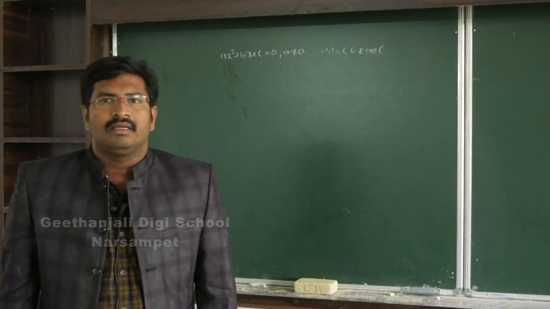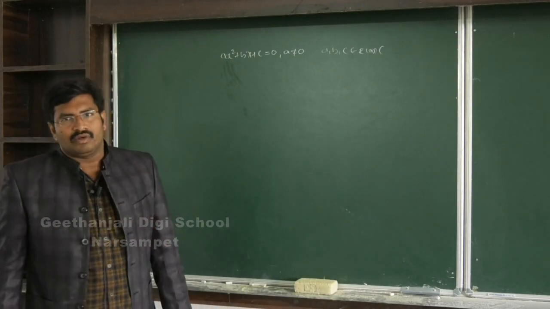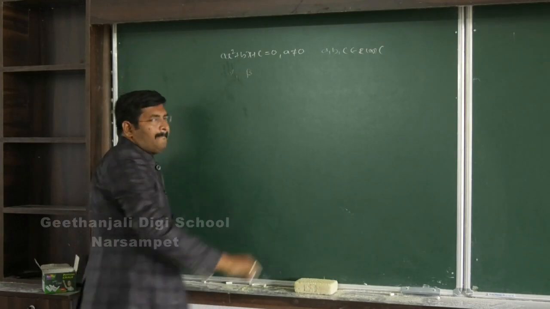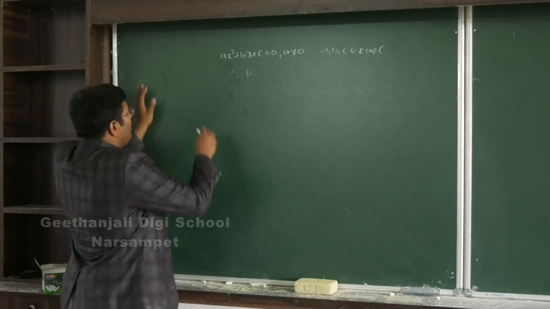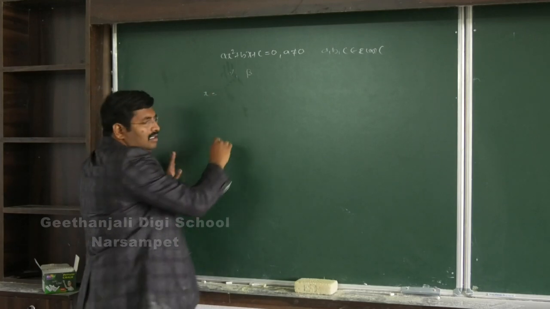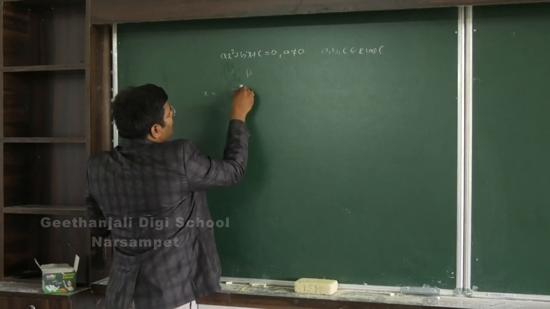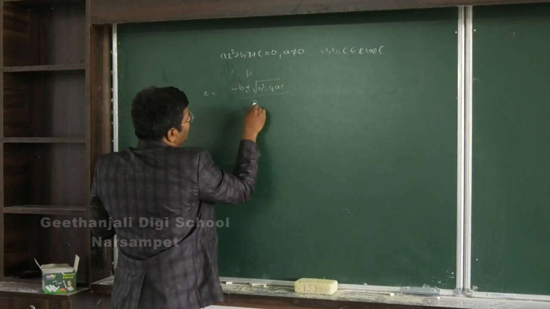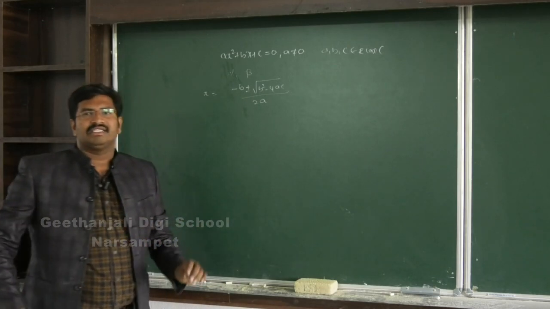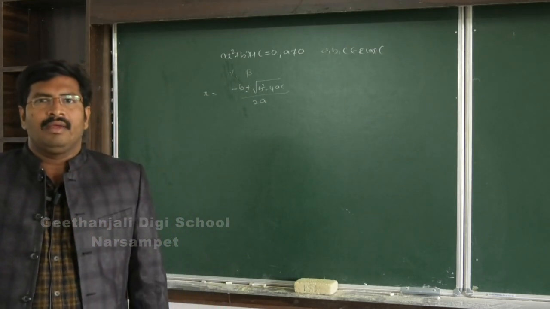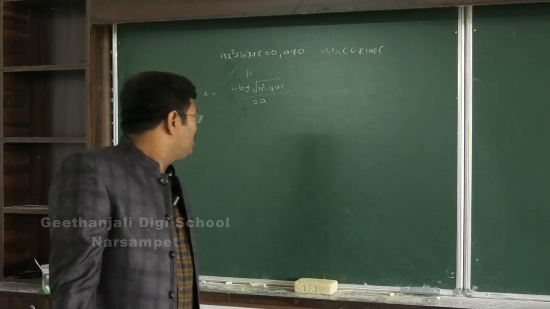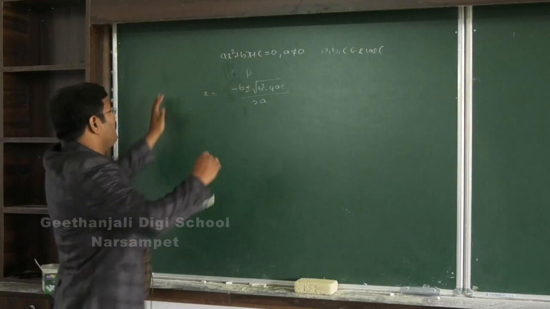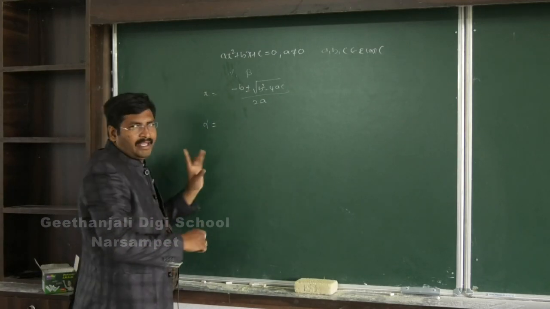Already we learned this quadratic equation has two roots, one is alpha and one is beta. By the quadratic formula, x is equal to minus b plus or minus under root of b square minus 4ac by 2a. It has two roots, one is alpha, one is beta.